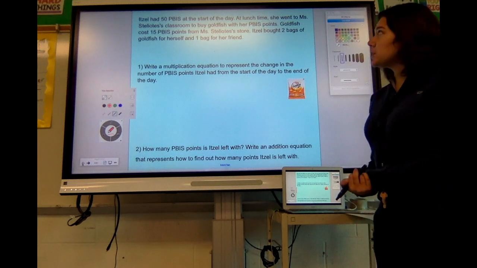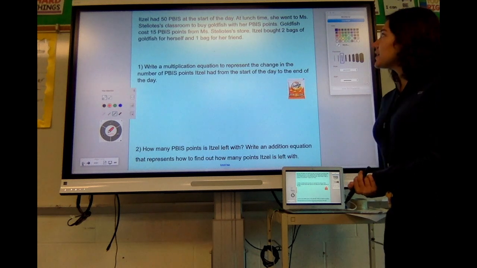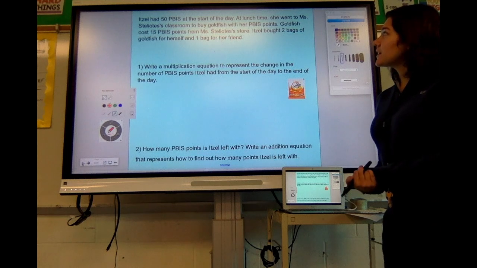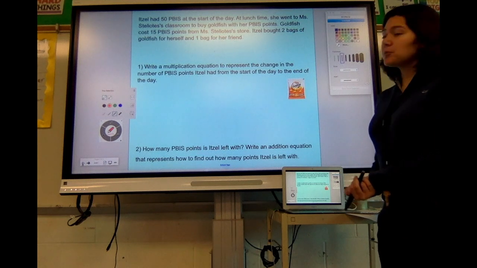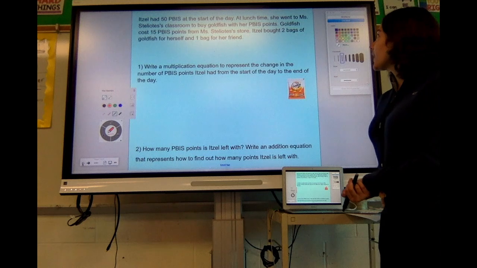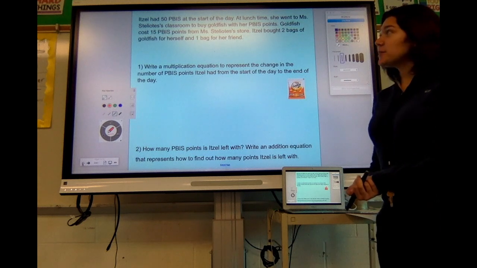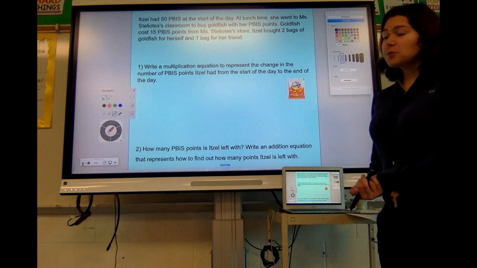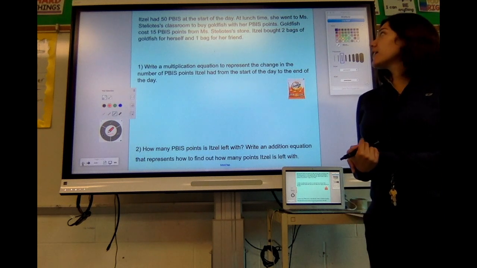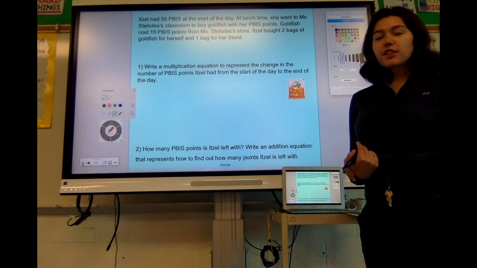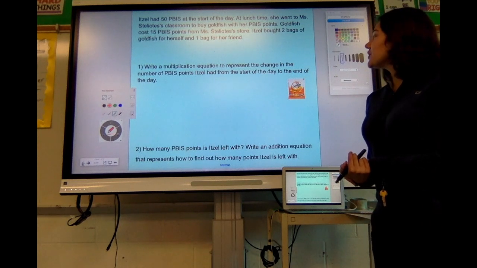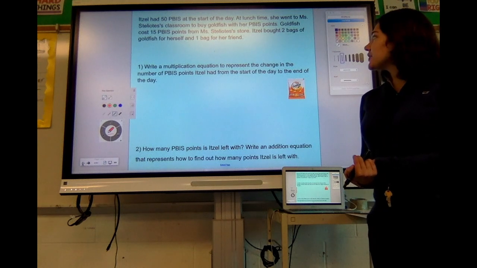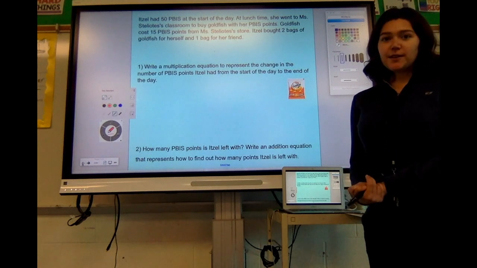Itzel has 50 PBIS points at the start of the day. At lunchtime, she went to Miss Deliotis' classroom to buy goldfish with her PBIS points. Good decision. Goldfish cost 15 PBIS points from Miss Deliotis' store. Itzel bought 2 bags of goldfish for herself and then 1 bag for a friend. Write a multiplication equation to represent the change in the number of PBIS points Itzel had from the start of the day to the end of the day.